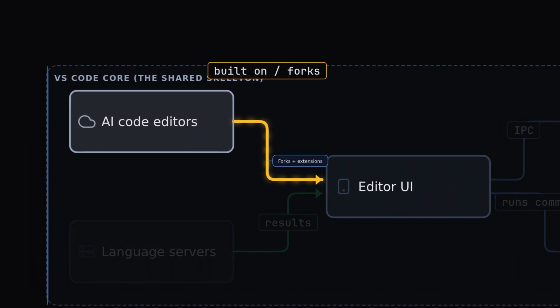Cursor and Windsurf are forks of VS Code. Copilot is an extension on top of it. The AI is a layer. The layer sits on a skeleton.